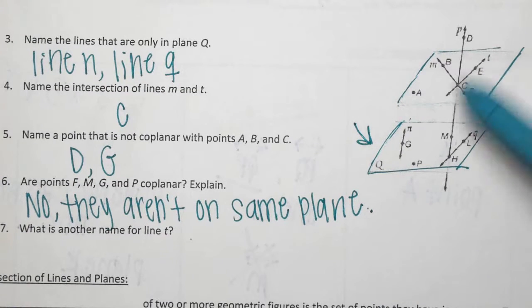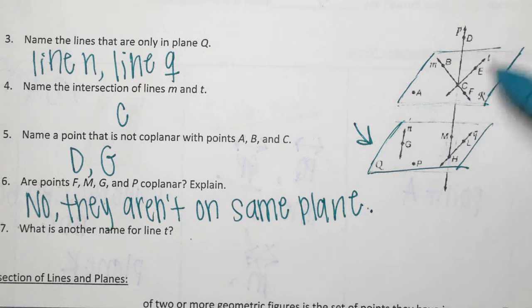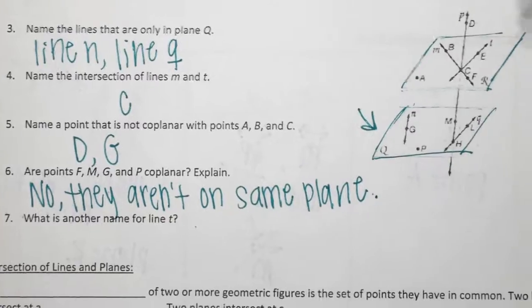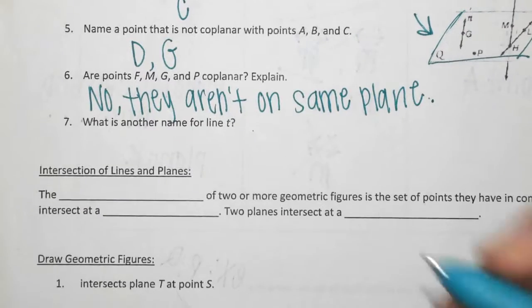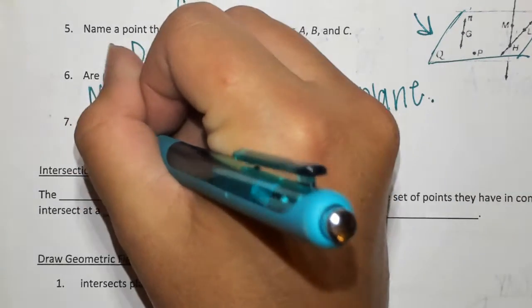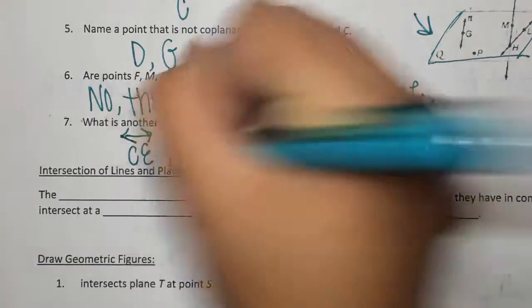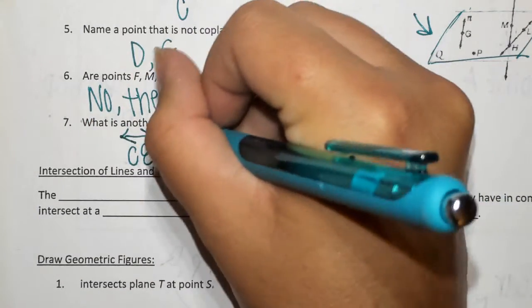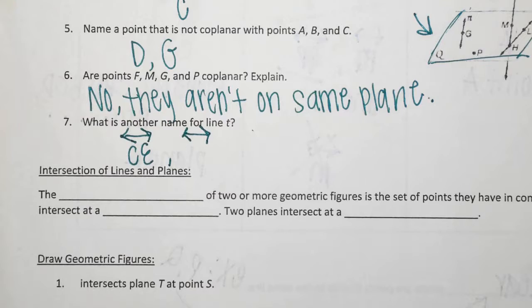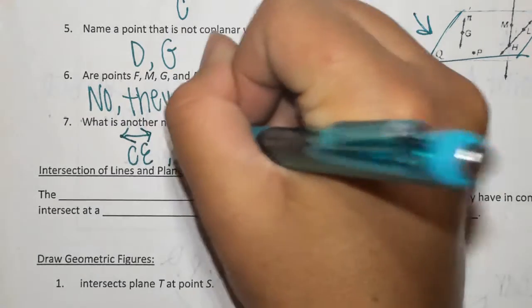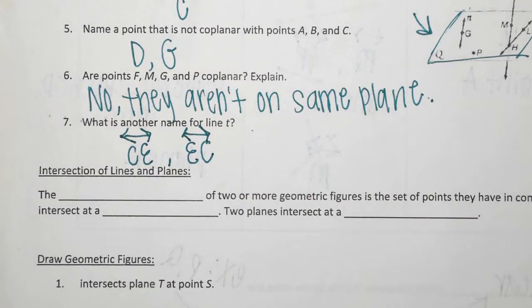Line T. Here's line T. Name it another way. Write it down. Line CE. Can I say line EC? Yes, I can. Right.